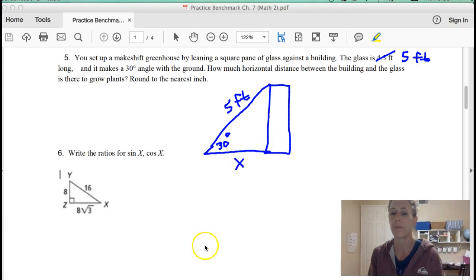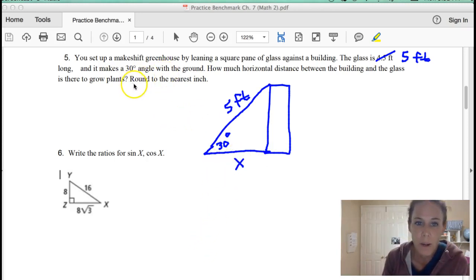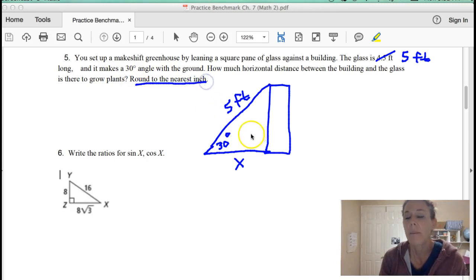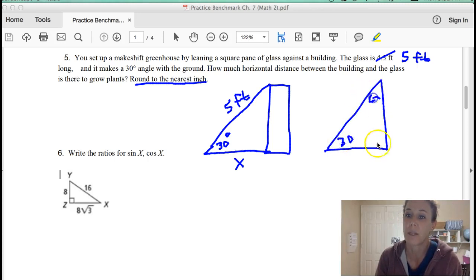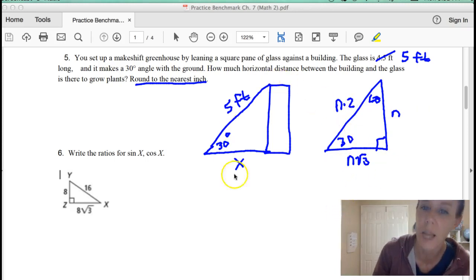All right. Looking at this, because I'm going to round to the nearest inch, I'm not going to use my 30, 60, 90 ratios, which I can. I can use 30, 60, 90 ratios if you want. If this is 30, this is 60, this is 90. Your value across the 30 will be whatever the number is. The value across the 60 will be that number times root 3. And the value across the 90 will be that number times 2. 2 times whatever the number is. I can do that.